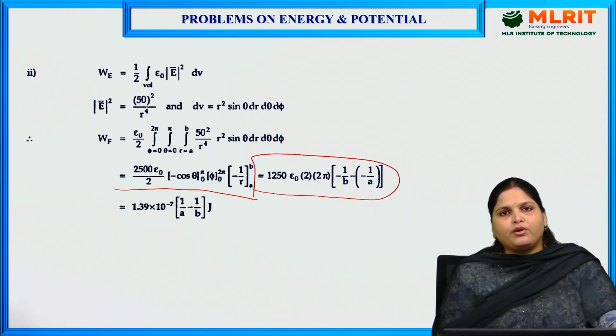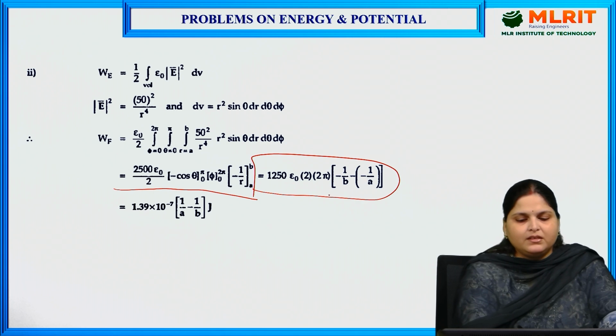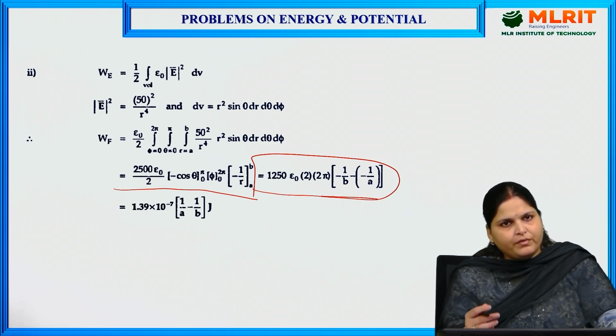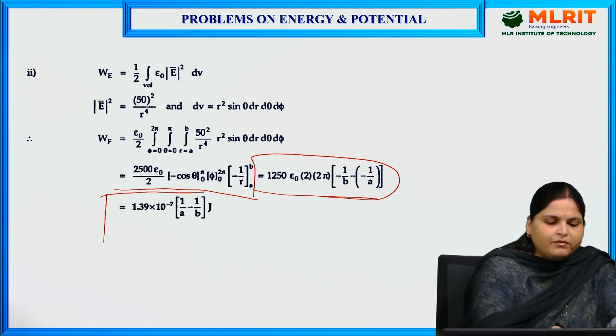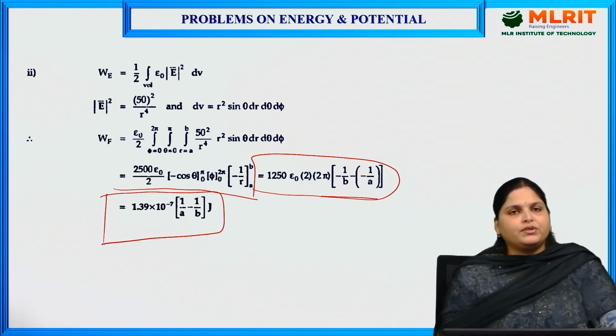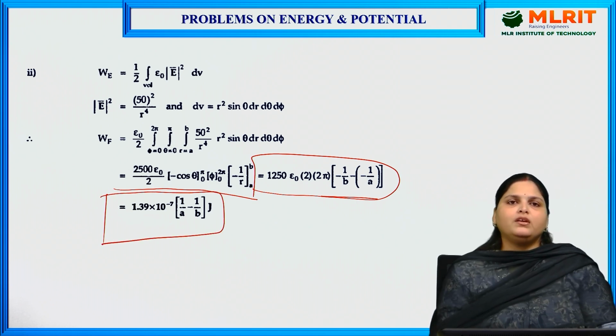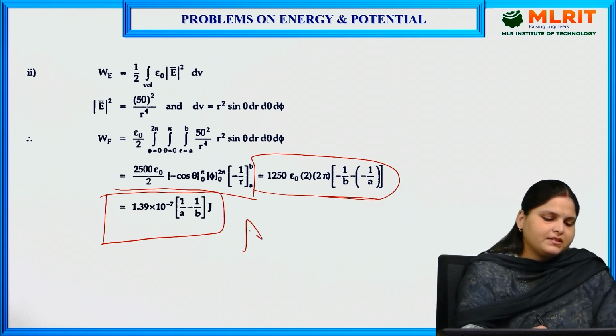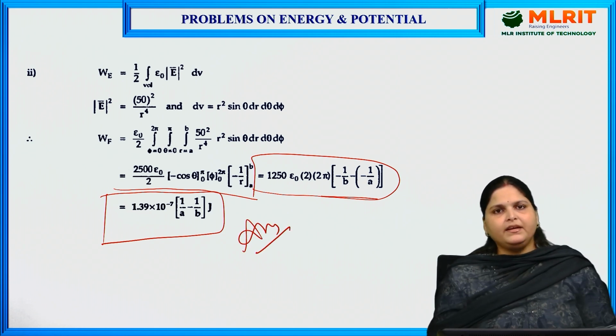1250 epsilon naught 2 into 2 pi, then minus 1 by b minus 1 upon a. On further solving, we will get 1.39 into 10 to the power minus 7 into 1 upon a minus 1 upon b joules. This is the answer of second question.